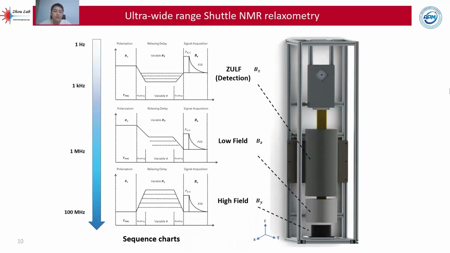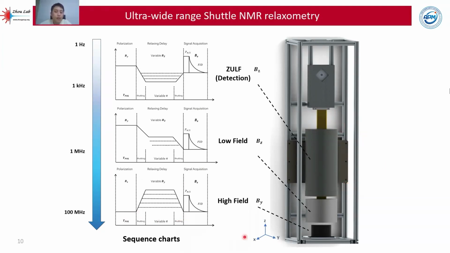And this is our experiment setup. There are 3 sequences from relaxation measurement corresponding to 3 magnetic field regions from 1 Hz to 100 MHz. And the initial position of the sample is always at the zero to ultra low field region. For the sequence of high field, the sample will be shuttled to the high field region, wait for a given time, then return to the zero to ultra low field region for detection, and a guiding field is applied when transferred.